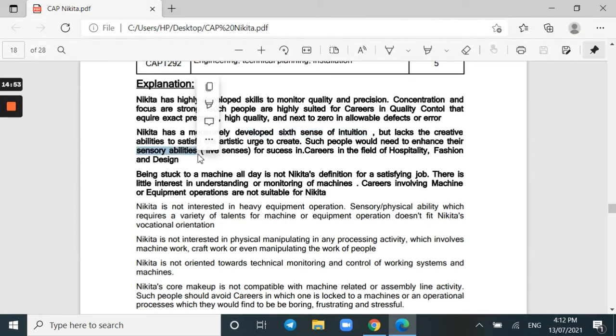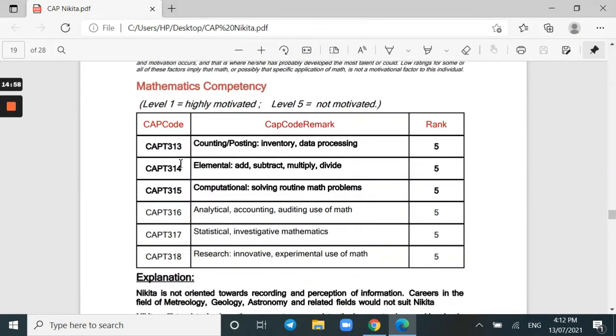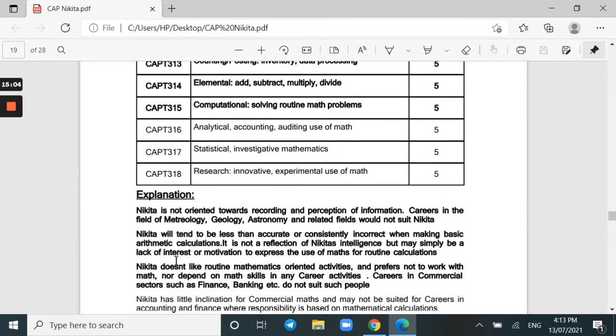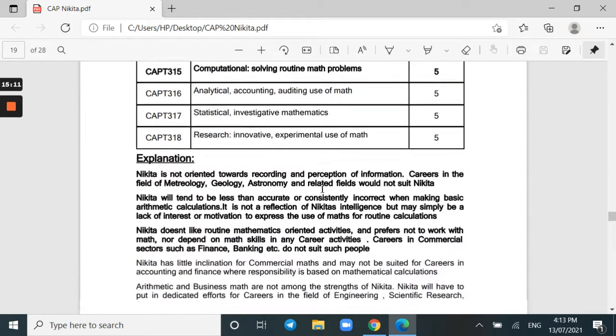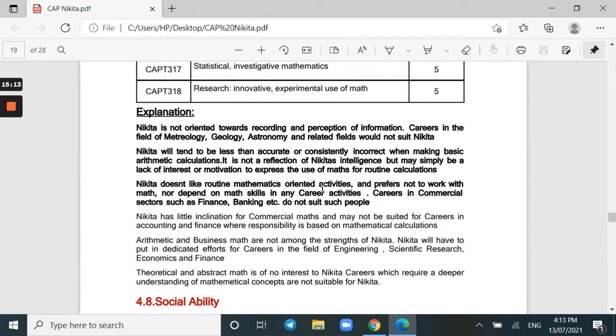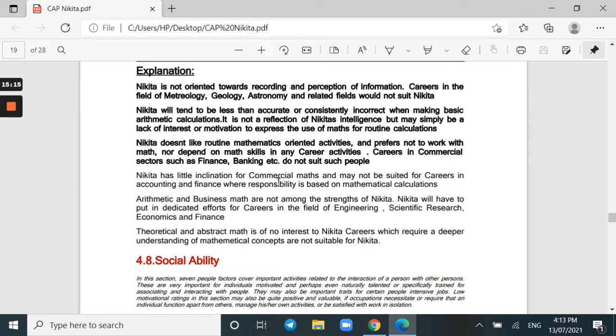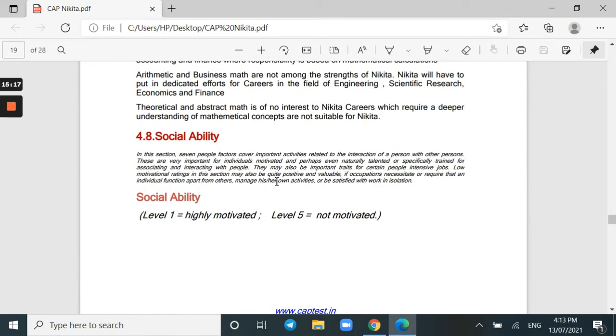So this can be good for areas of hospitality, fashion, design, and these areas. Maths competency, again within that we see all are 5. So basically this tells us that the person is not totally oriented towards anything to do with maths. Even basic elemental adding, subtracting is something that they will not enjoy, and so the areas which will not work for them could be in these areas of finance or banking or any of the areas.